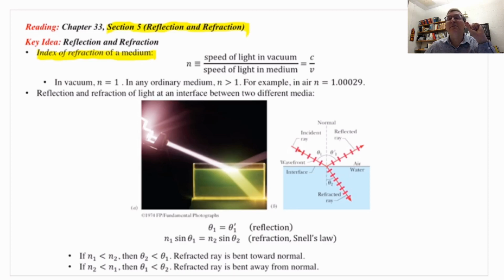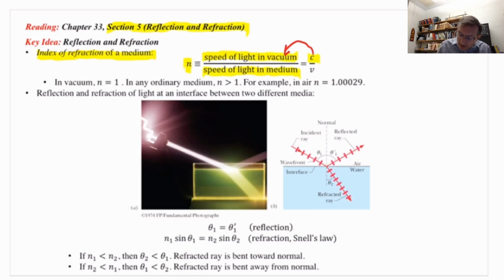So the index of refraction is a way to measure how much a given material slows down the light waves. The symbol for index of refraction is just a lowercase n, and it is defined to be the speed of light in vacuum divided by the speed of light in the medium. So each medium has its own index of refraction. We use the symbol c for speed of light in vacuum. Please only use little c for speed of light in vacuum.